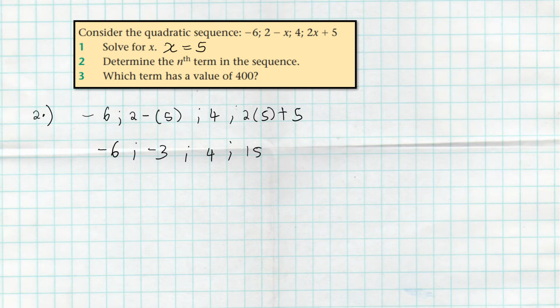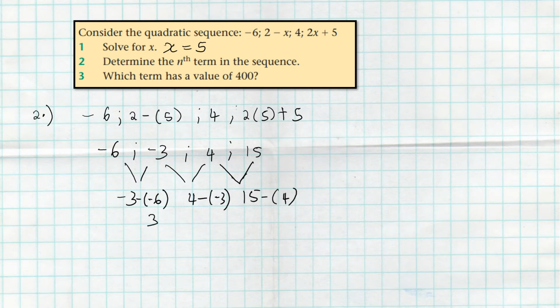Okay, so this is our sequence. Then we can get the first difference, minus 3 minus into minus 6, then 4 minus into minus 3, then 15 minus 4. Minus 3 plus 6 is going to be 3. So 4 minus into minus 3 is minus and minus, positive 4 plus 3, 7. 15 minus 4, this is 11, and this is our first difference.